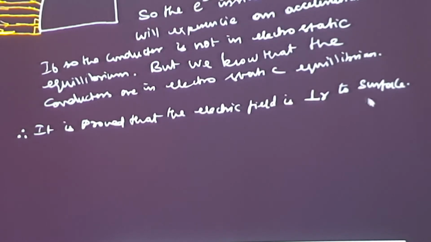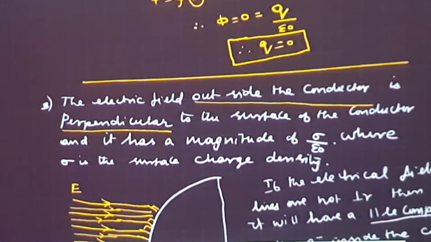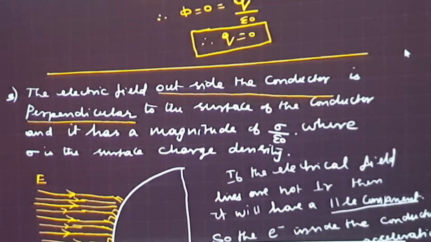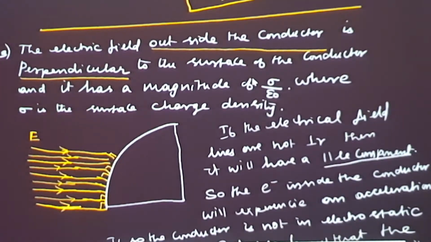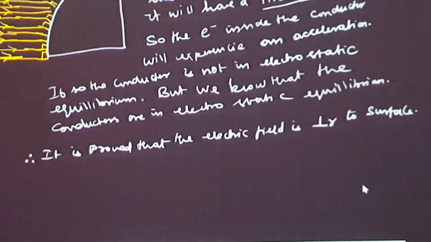While you are stating this property, we are considering two concepts. One concept is that the electrical field outside the conductor is perpendicular. That we have proved. Now, the electrical field has a magnitude of sigma by epsilon 0. How can you prove it? We have to consider a Gaussian surface and, with the help of Gauss law, prove it.